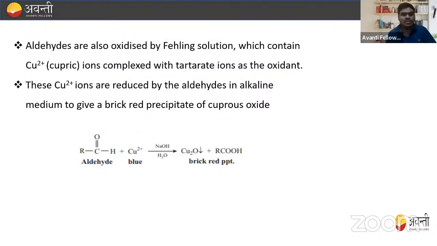Now, aldehydes are also oxidized by Fehling solution, which contains copper(II) ions complexed with tartrate ion as the oxidant. These copper(II) ions are reduced by the aldehyde in alkaline medium to give a brick-red precipitate of copper(I) oxide. So Tollens reagent and Fehling solution both react with aldehydes.